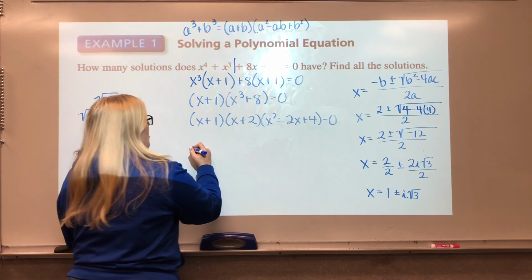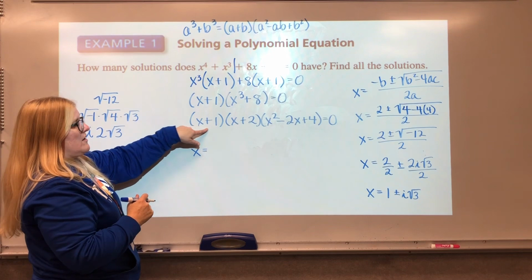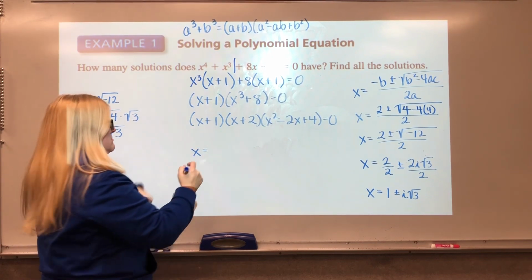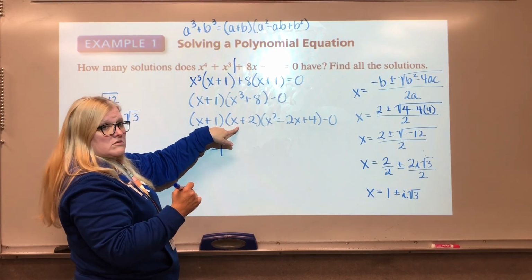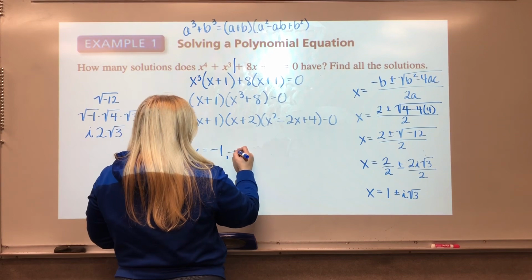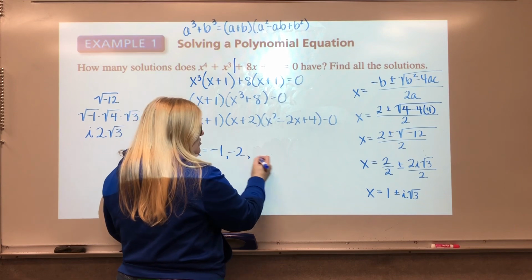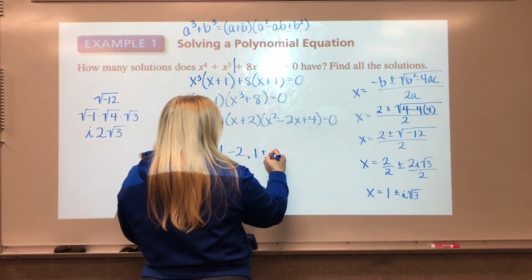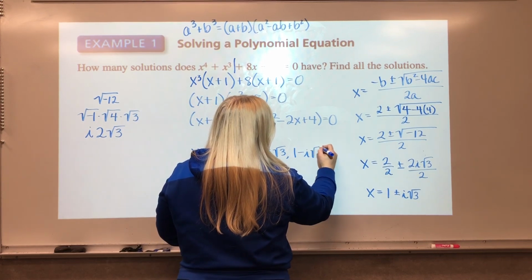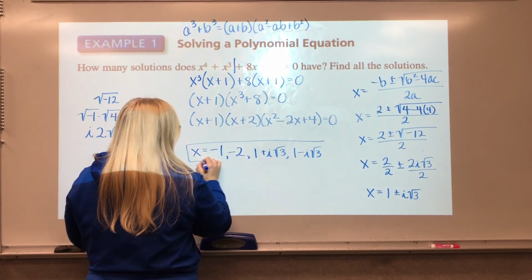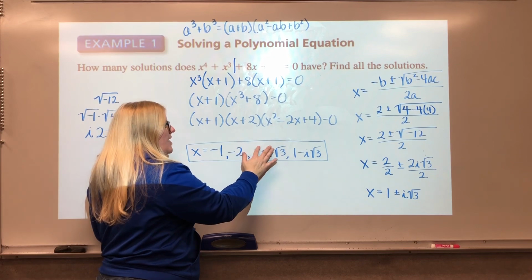So let's find my 4 roots. What value of x makes this 0? -1. What value of x makes this 0? -2. Those are my 2 real roots. And now I've got my 2 imaginary ones: 1 plus i root 3, and 1 minus i root 3. Ta-da!